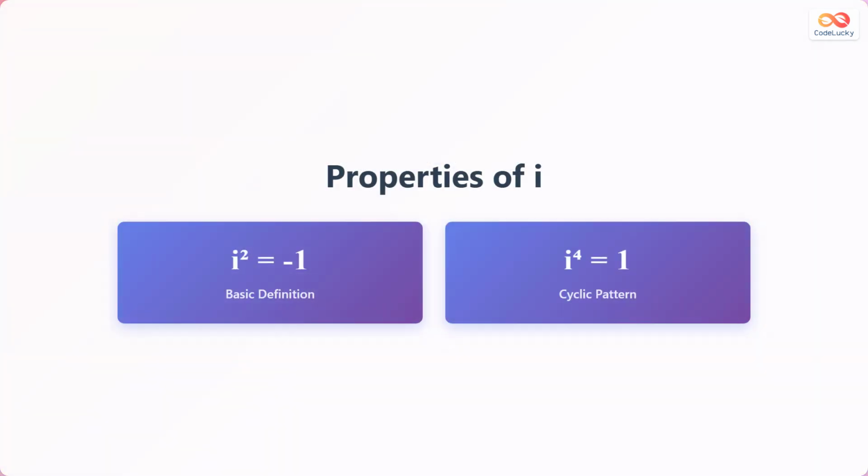The imaginary unit, i, has some unique properties. First, i squared is equal to -1. Second, i to the power of 4 equals 1. This creates a cyclic pattern when raising i to different powers.